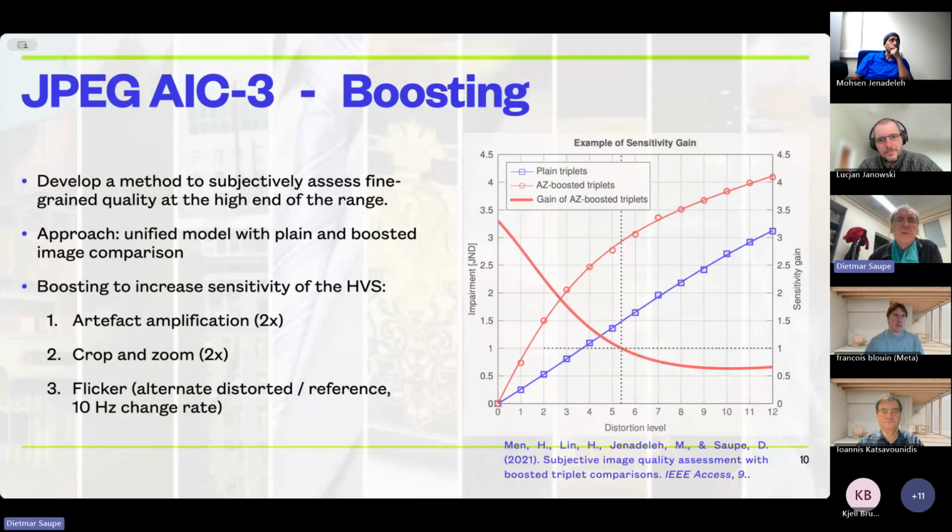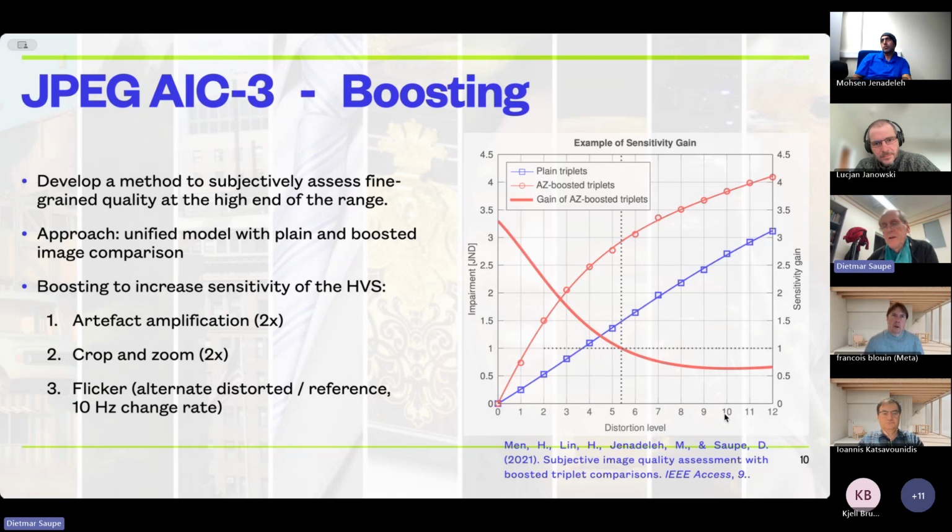So what does this give us? It amplifies the perceived magnitude of the distortion, and in this plot we contrast that with the typical comparison. If we just look at the images side by side without any artifact amplification, we get the blue curve here.